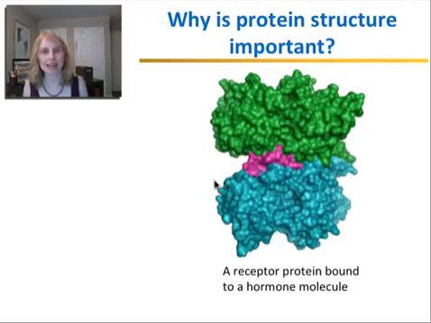Now, in the first part of this lesson, I talked a lot about protein structure and the levels of protein structure. So now let's discuss why protein structure is important. In the example shown in this picture, in pink, there is a hormone molecule which is bound to a receptor protein. The way your cells perceive hormones is that these receptors have to bind to them to carry out a certain signal.